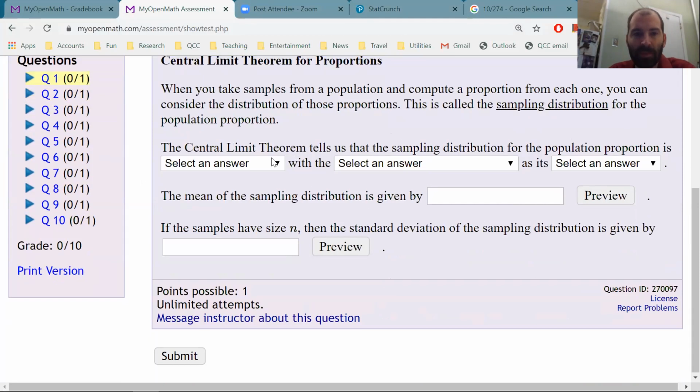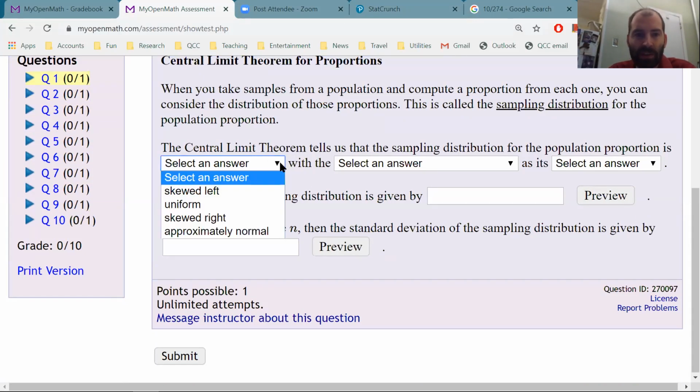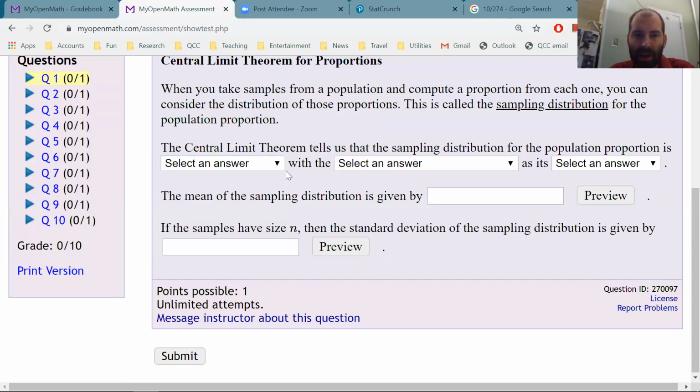All right, so it says that the sampling distribution is, now you have to choose what kind of distribution it is. I'm not going to answer this right now because I want you to think about it on your own, and I'll go through this in a little bit. The part that gives me trouble is the second question and the third. But I still want to go through this.